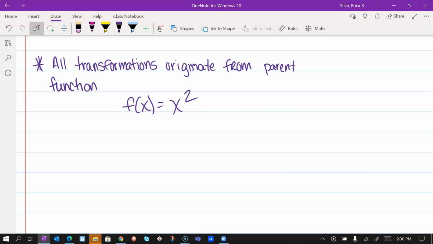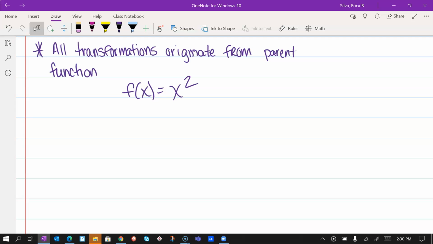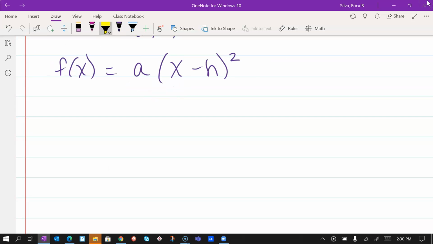All right, we're going to start with this first problem, like the absolute value one. The only thing that changed is that we changed from the absolute values to parentheses squared. The only difference as far as the equation. And just like before, anything on the outside is going to be a vertical change. Anything on the inside is going to be a horizontal change.